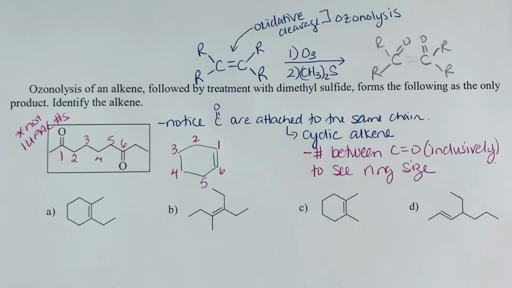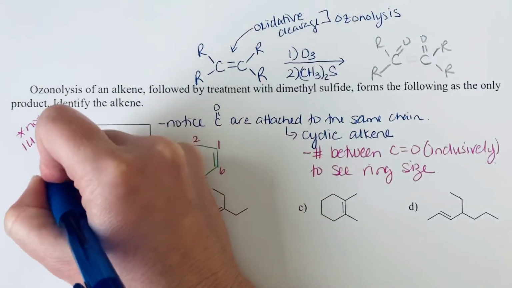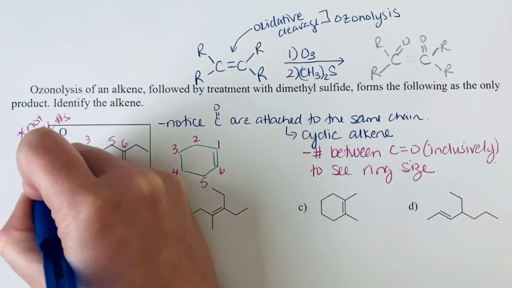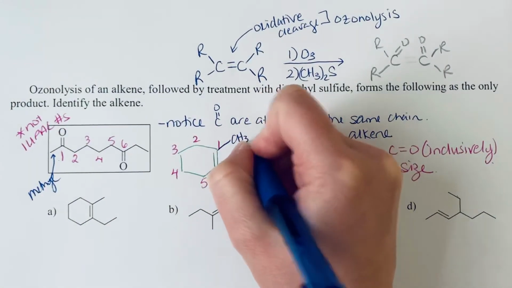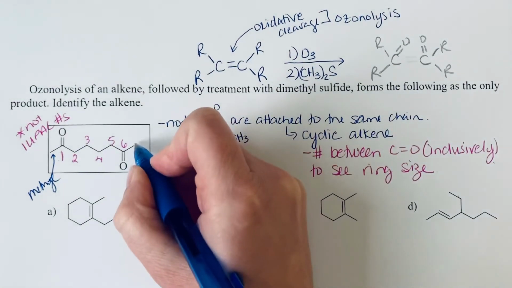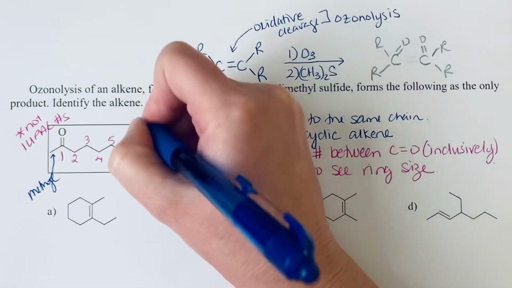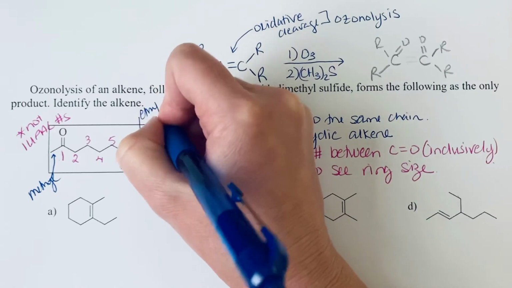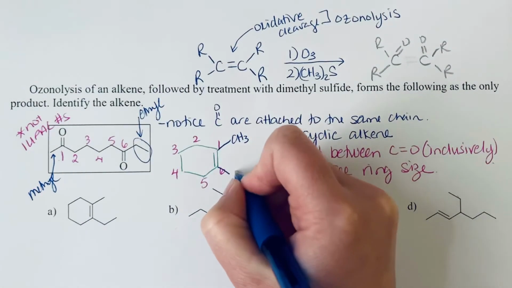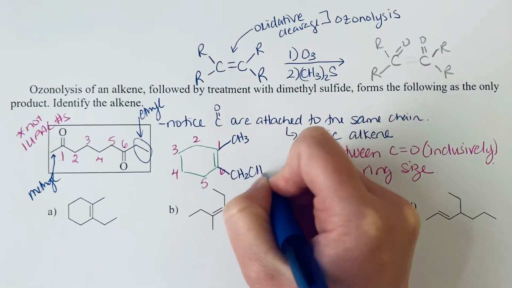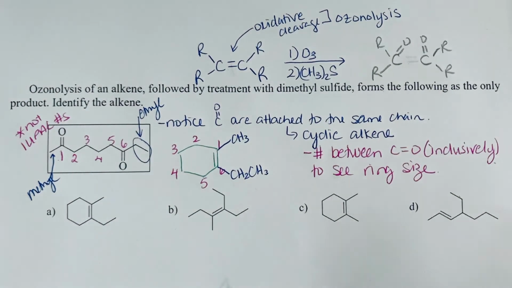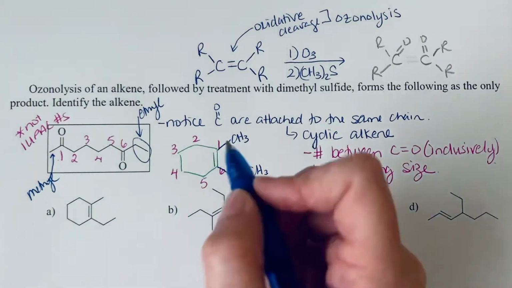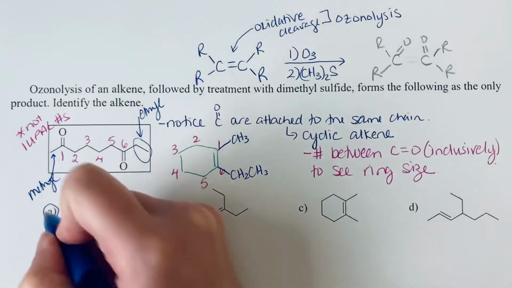All right, and then I want to look and see what we have here still. So we still have a methyl group right here on carbon 1. So let's go ahead and put that methyl group on carbon 1. And we can see on carbon 6, we see 2 carbon atoms. So we have an ethyl group there, and we can put that ethyl group on carbon 6. Because if they're there in the product, they must have been there in the original alkene. And then hopefully we can quickly pick this out as being option A.